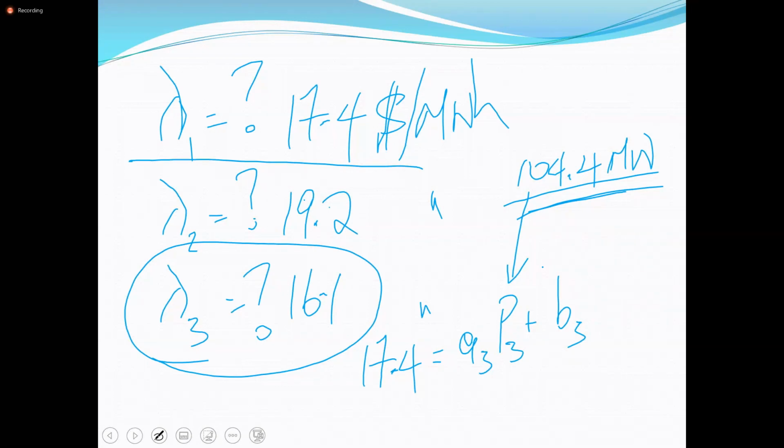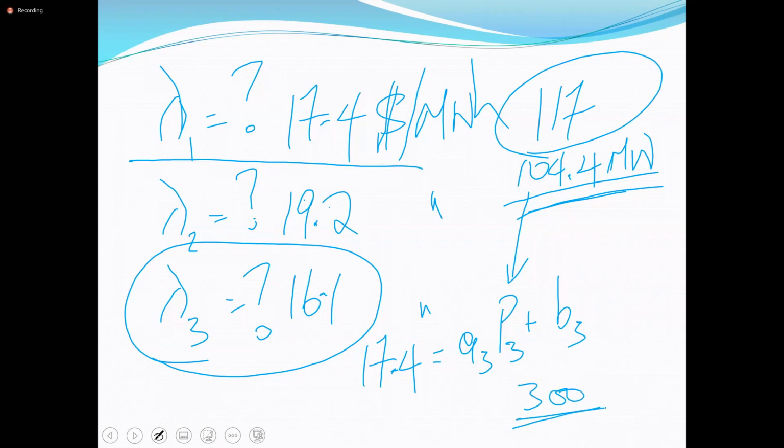Sir, I'm not sure if my answer is correct. I didn't ask that, just tell me what you get. I get 117.5, sir. Okay, that sounds a little better. But the point still remains: because unit 3's maximum is 300, it means that when you get to 117, you would also be taking power from unit 1. Are you with me?